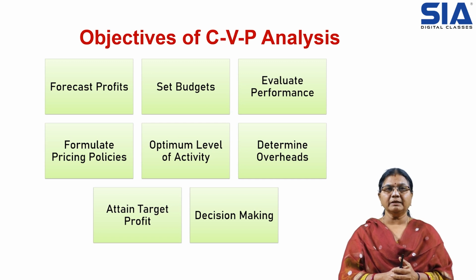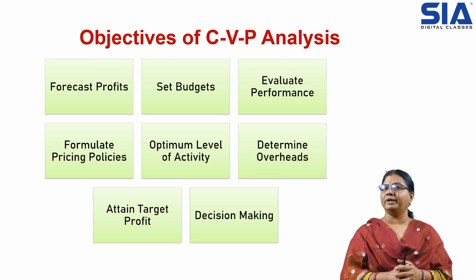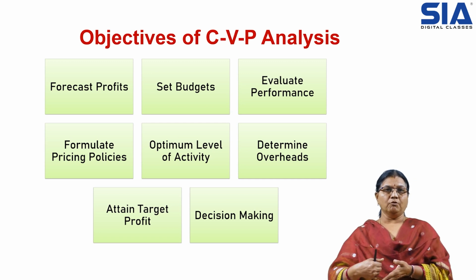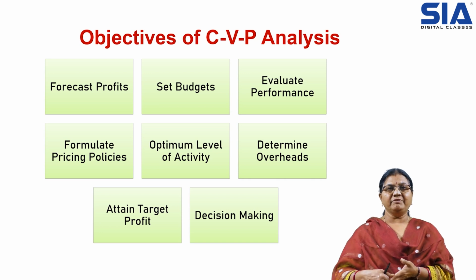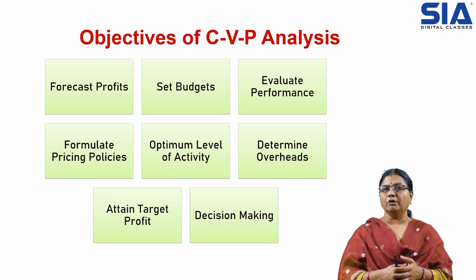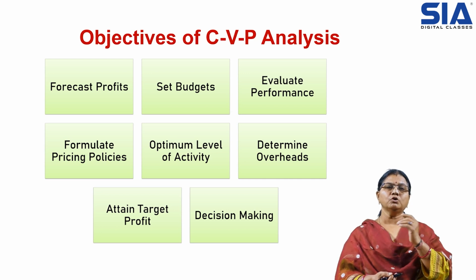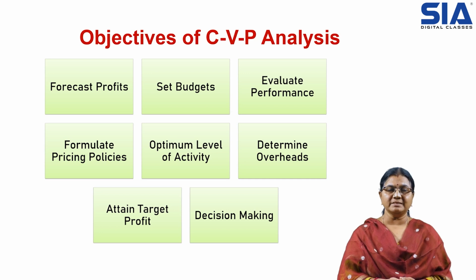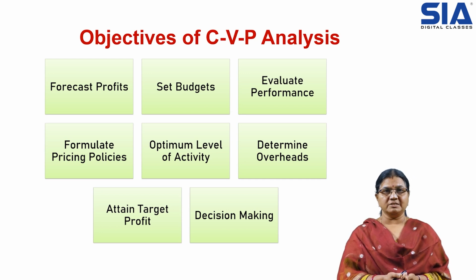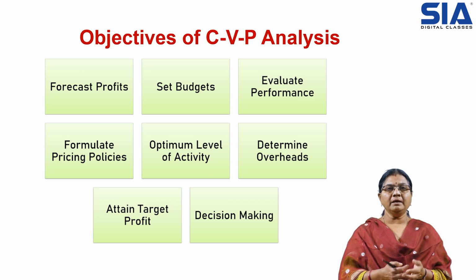Then evaluating the performance. Unless we evaluate, that is, check back what is happening exactly, we cannot control the cost, we cannot control the activities. So for that sake, evaluating the performance is required, and CVP analysis will help to do that. Then formulate the pricing policies. That is, a policy should be there. It is very important, where it will help us in making decisions about the prices.